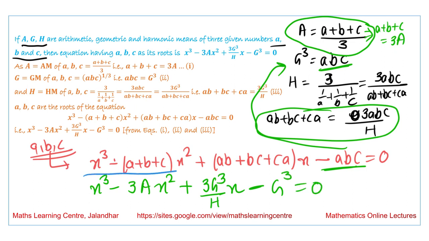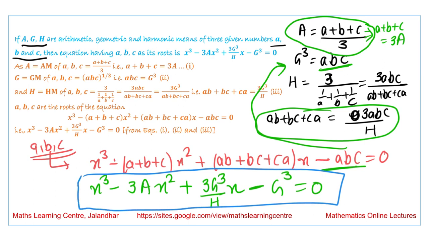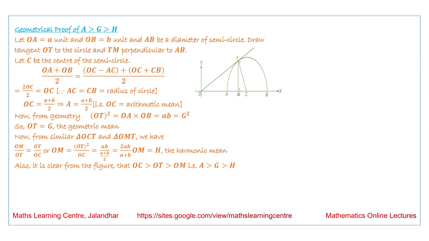So we are saying that this is the required cubic equation. This equation gives us the relation between A, H and G. That is, if the arithmetic, geometric and harmonic means are given and we have to calculate the three numbers, then we have to solve this cubic equation. If we solve it, we obtain three roots, and those three roots have A, G and H as the arithmetic, geometric and harmonic means.